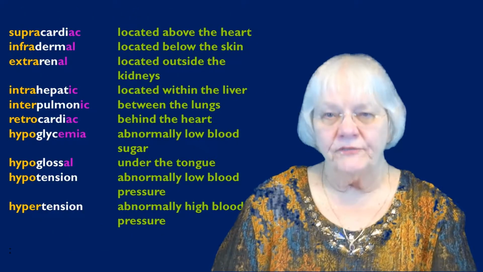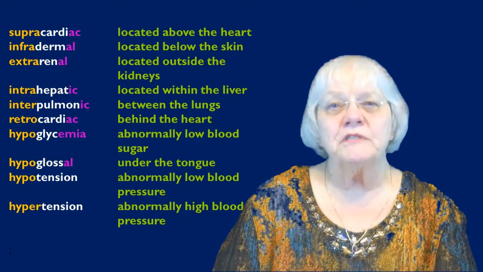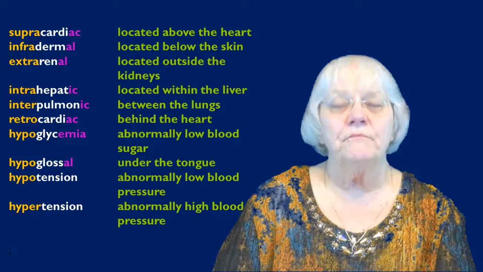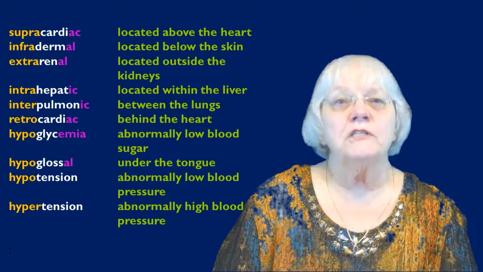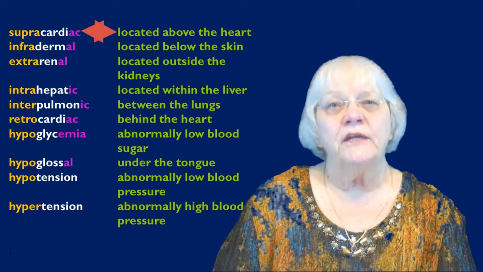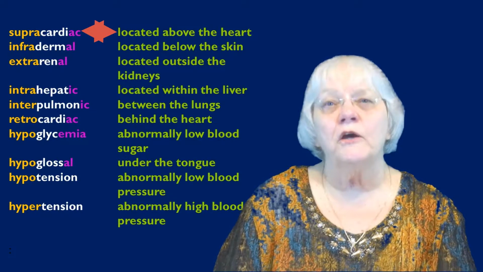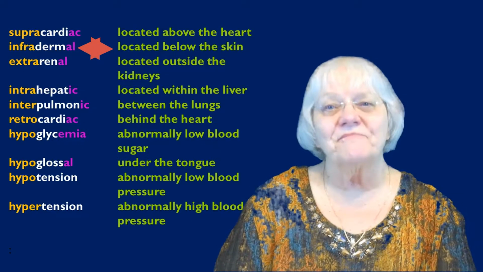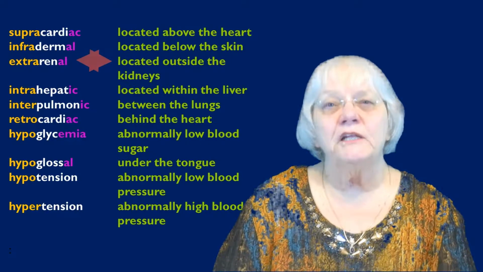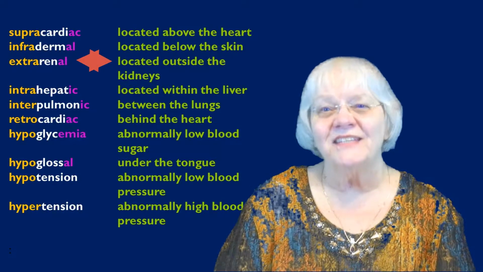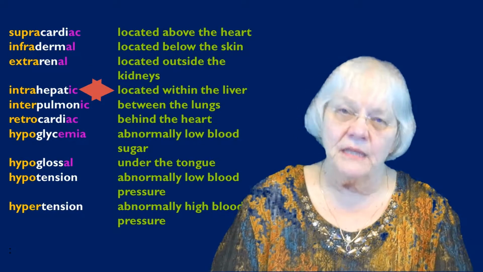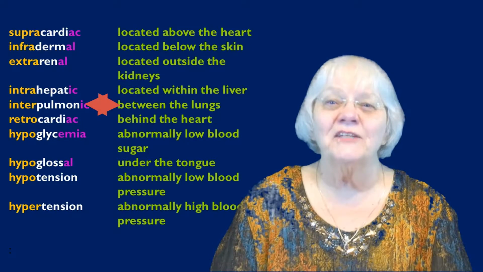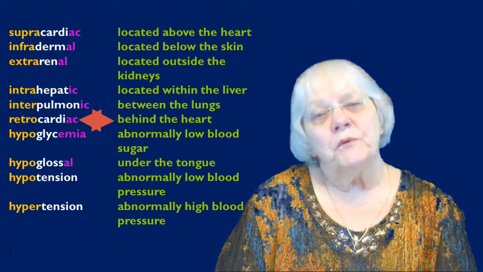So now I've placed the prefixes with the different root words, and you'll notice many of the root words have a suffix now that ends in AC or AL, making them adjectives. So if you look at the first one, supracardiac means located above the heart. It wouldn't be supracardio, but supracardiac. Infradermal meaning below the dermis, the skin. Extrarenal meaning something located outside the kidneys. Intrahepatic would be something within the liver. Interpulmonic would be between the two lungs, inter. Retrocardiac would be behind the heart.